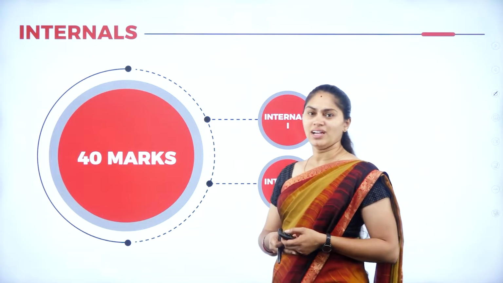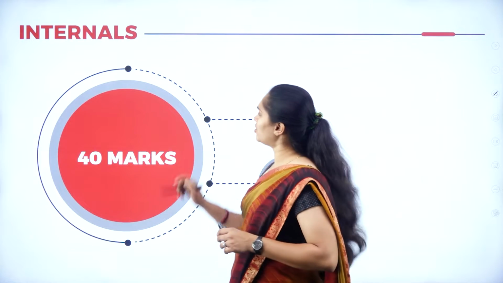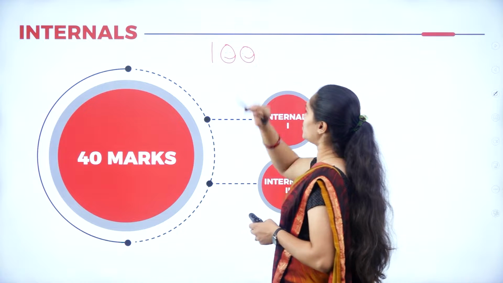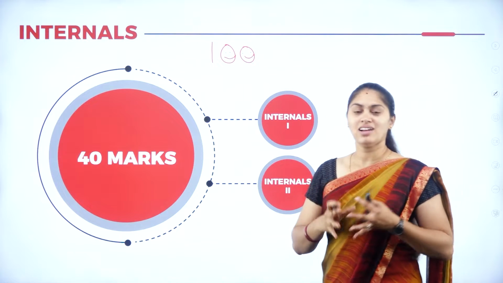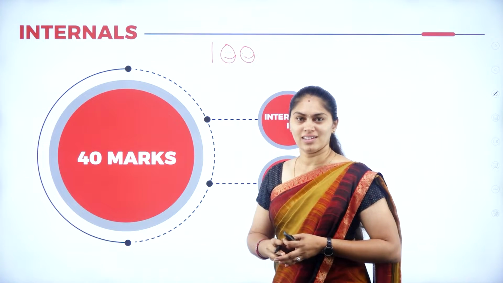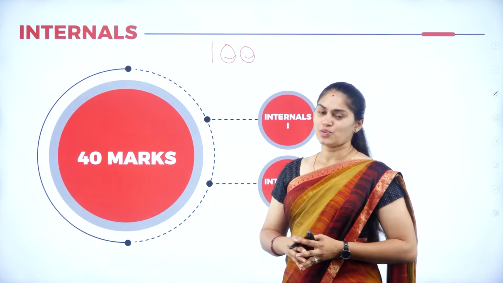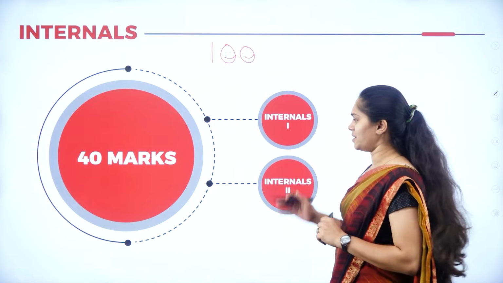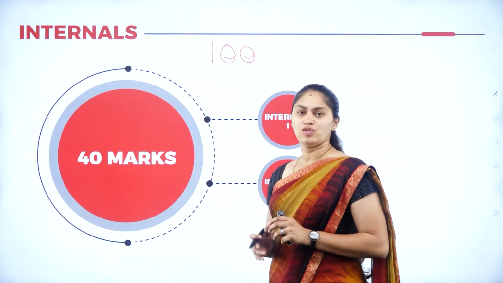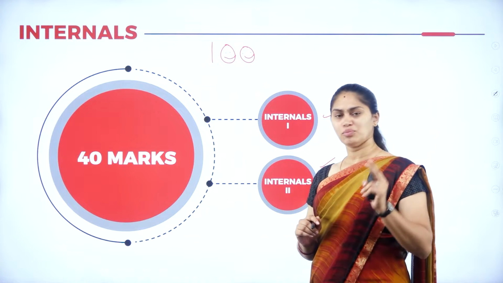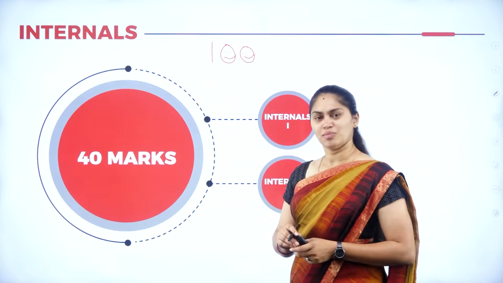That's all regarding internals. So totally, you all know that this subject is for 100 marks, isn't it? You need to get 100 on 100. Then how are you supposed to work on this in order to get 100 on 100? First, you need to attend the internals which are conducted at your college level. So the internals are for 40 marks. There will be 2 internals, internals 1 and internals 2, and both are mandatory. You need to attend both the internals.